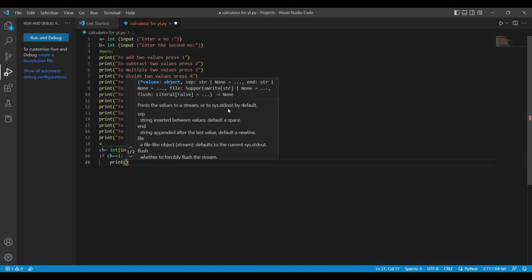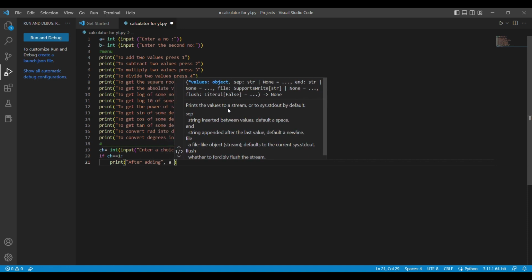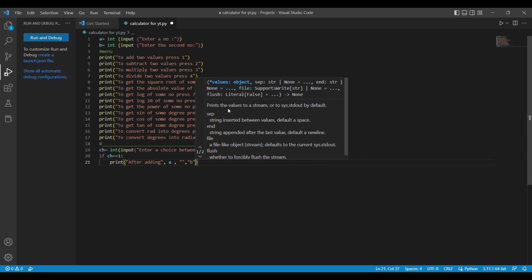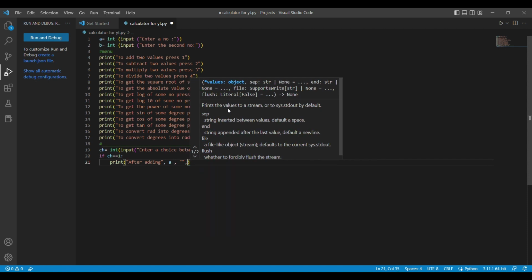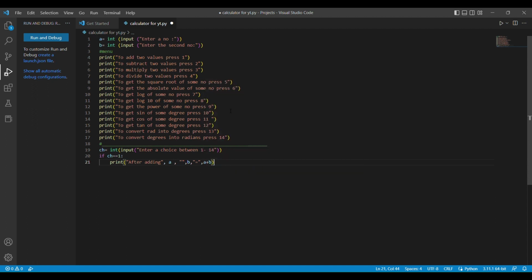So print after adding, a comma b. Let's give some space here. After adding a comma b, show a plus b is equal to a plus b. So it will be showing the two numbers which are added and also the addition. Then elif ch is equal to 2.